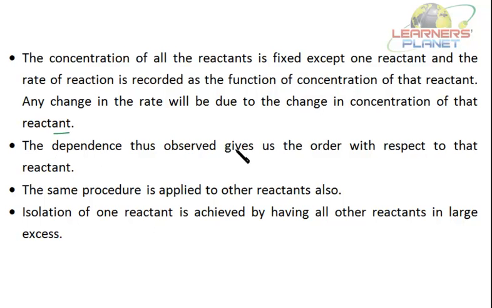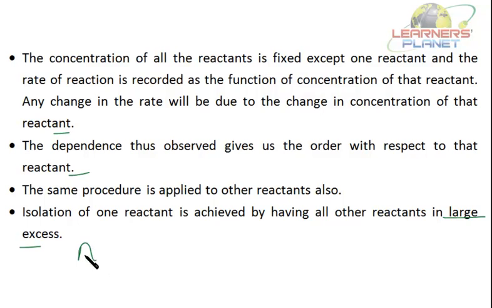Now the dependence thus observed gives us the order with respect to that particular reactant which we are altering. The concentrations of the other reactants are fixed. The same procedure is applied to other reactants also. Now isolation of one reactant is achieved by having all other reactants in large excess. Otherwise it's not possible, students.